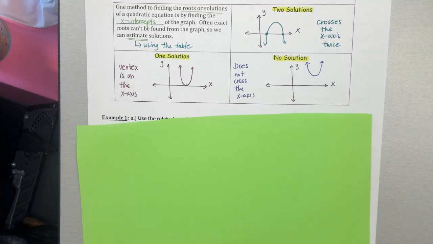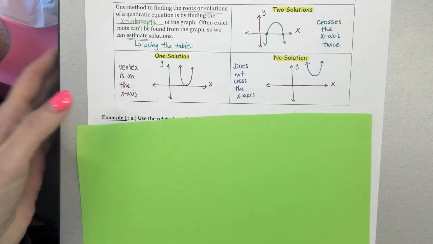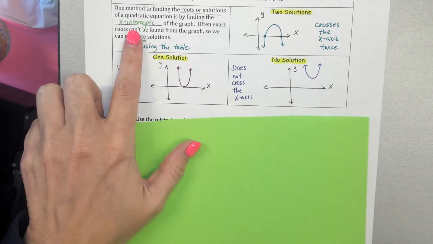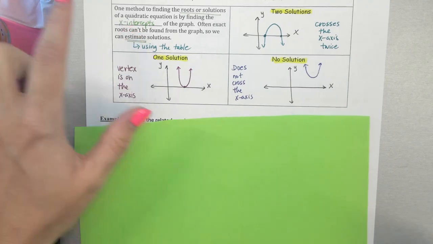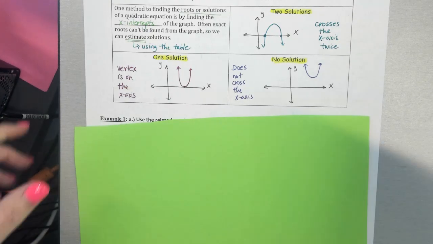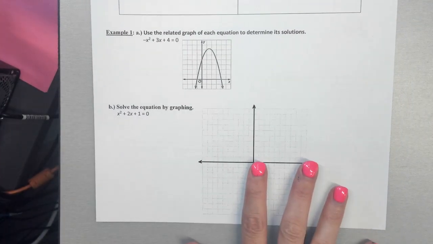and open down. So in example 1, when you are using that graph to determine the solutions, all you have to do is find the x-intercepts. So can you guys do that for 1A? Can you just label what your x-intercepts are based on your given graph?